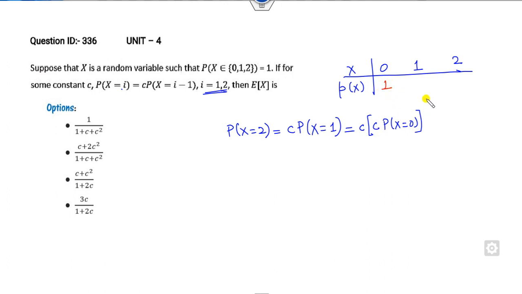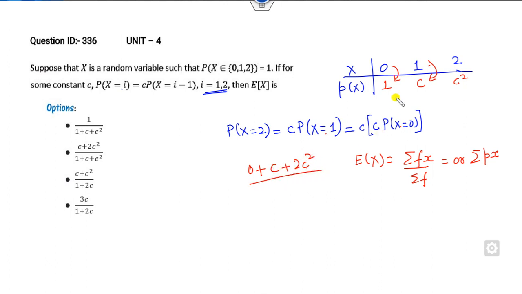Now what is the meaning of that? If I consider the probability of x equal to 0 as 1, then the probability of x equal to 1 comes to be c, and then the probability of x equal to 2 is c square. That's fine. How can you find the expected value of x? It is the sum of x times p(x) over the total. So this is 0 plus 1 into c plus 2 into c square divided by the total. That is the right answer of this problem. So you can see B is the right answer.